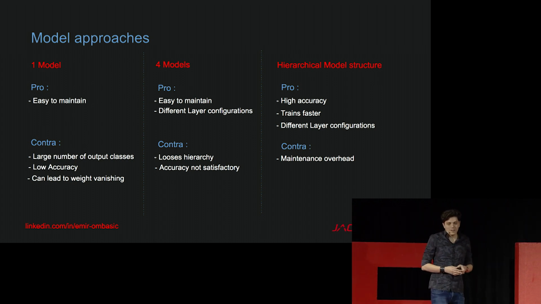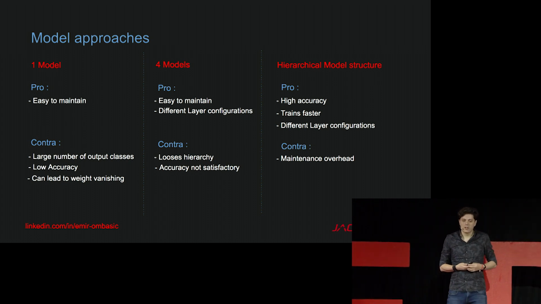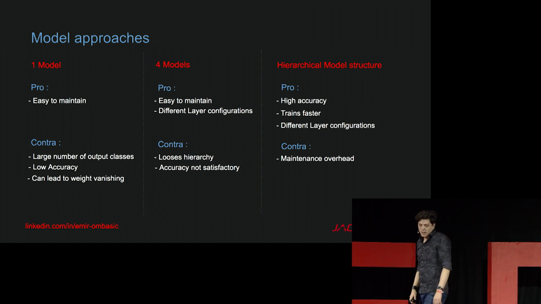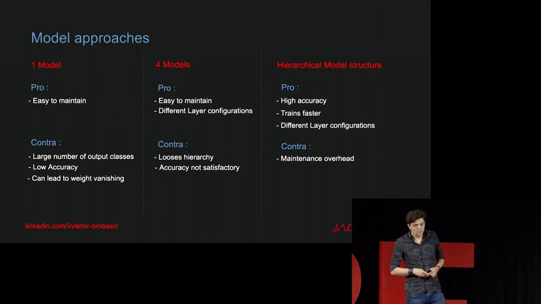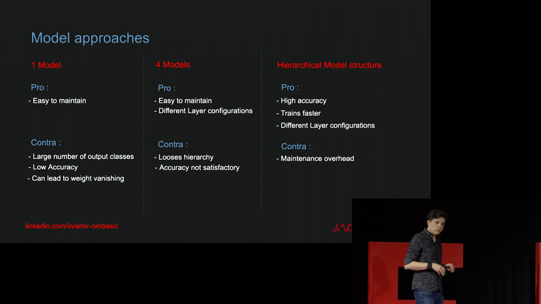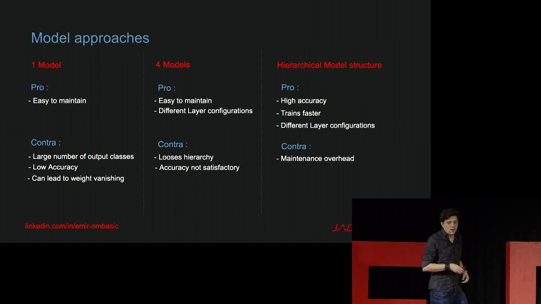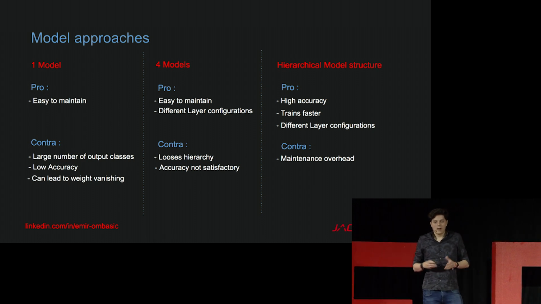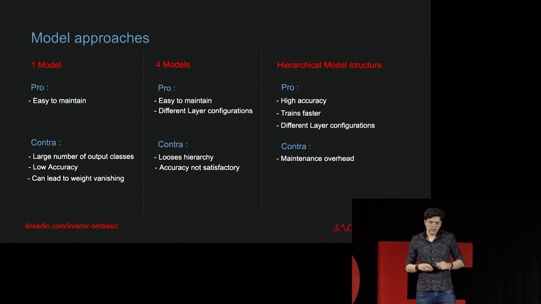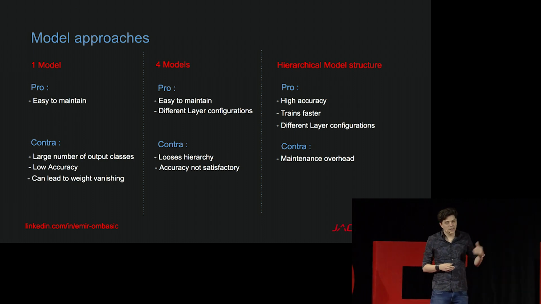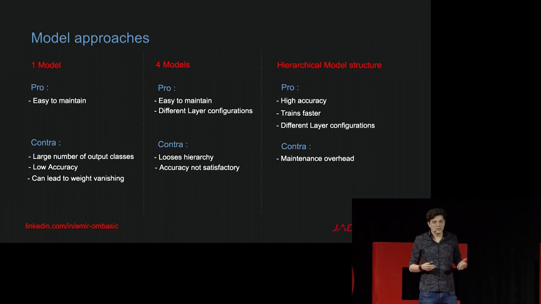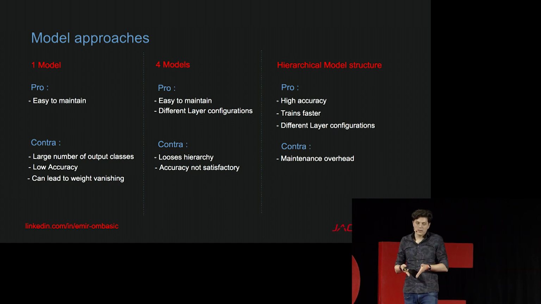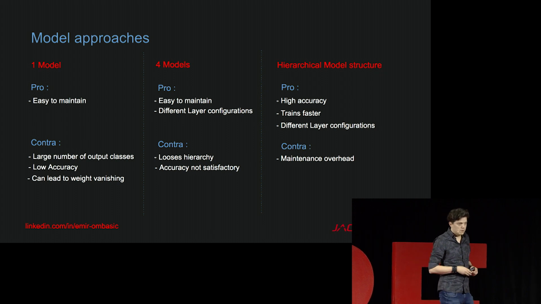In the middle, you can see the 4 models approach. So the divide and conquer. It's still easy to maintain. We have a bit more room to play around. We have 4 models, but unfortunately, it loses the hierarchy, and the accuracy was not satisfactory. And the hierarchical model structure has really high accuracy. It trains faster, because we can train the models in parallel. They are working only on the subset of the data that they are concerned with.